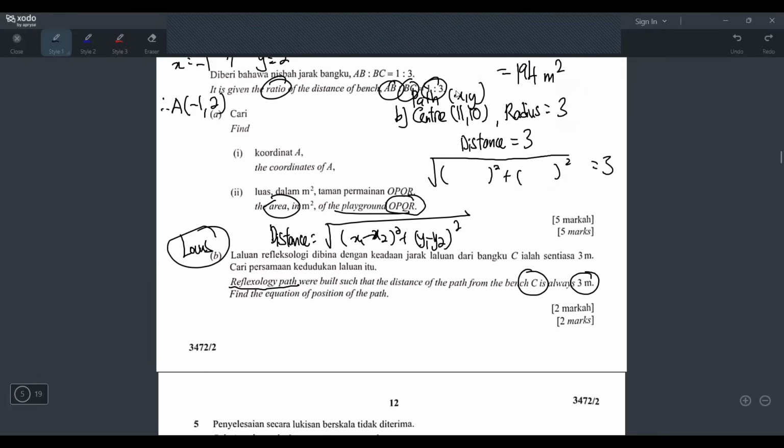And the formula is x minus x, y minus y. So x minus 11, y minus 10. It means the distance of the path from the center is always 3 units. Now we can solve this. We can square both sides to get rid of the square root. Now we are left with 9 on the other side, and here we have (x minus 11) squared. Let's expand this. It will be x squared minus 22x plus 121.